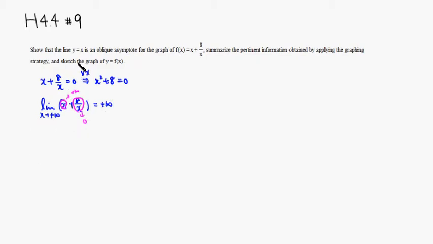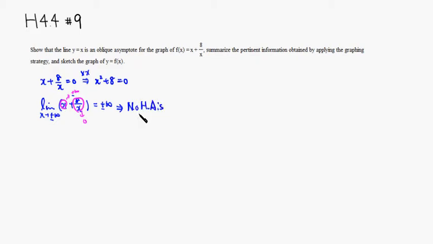And if you put in negative infinity, the 8 over x is still going to go to 0, but the x is going to go to negative infinity. So you get positive or negative infinity, which means that there is no horizontal asymptote.